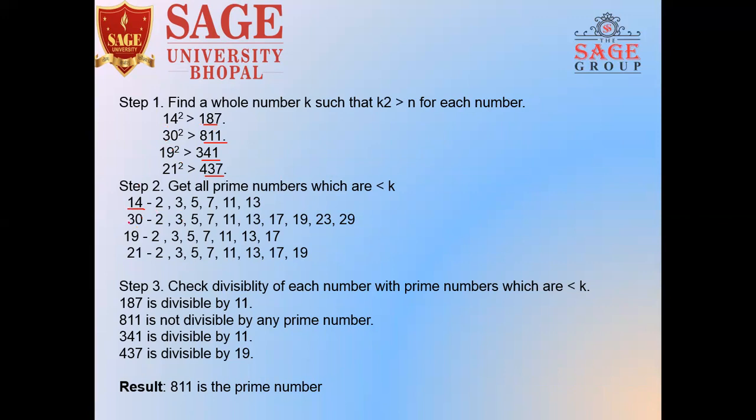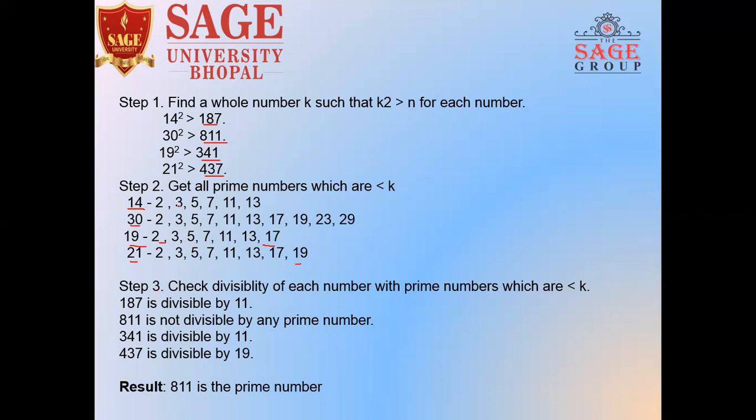For option B, 30. Find all the prime numbers less than 30. It is going up to 29. For 19, find all the prime numbers less than 19, so starting from 2 and going up to 17. For 21, find all the prime numbers less than 21, so starting from 2 and ending at 19.